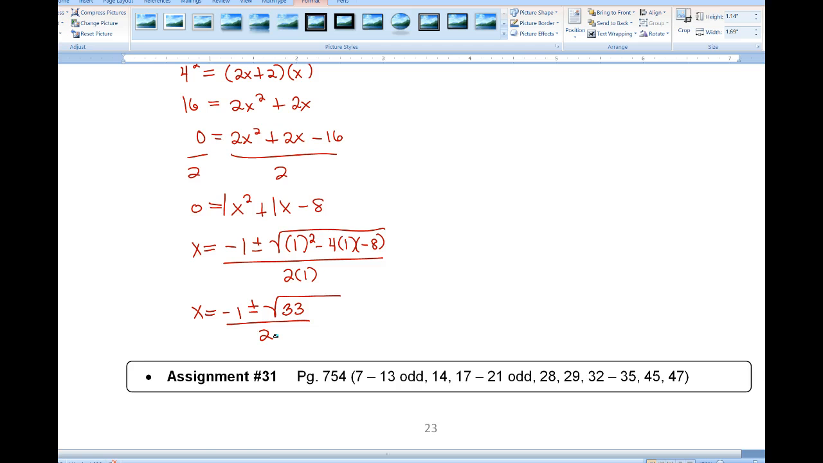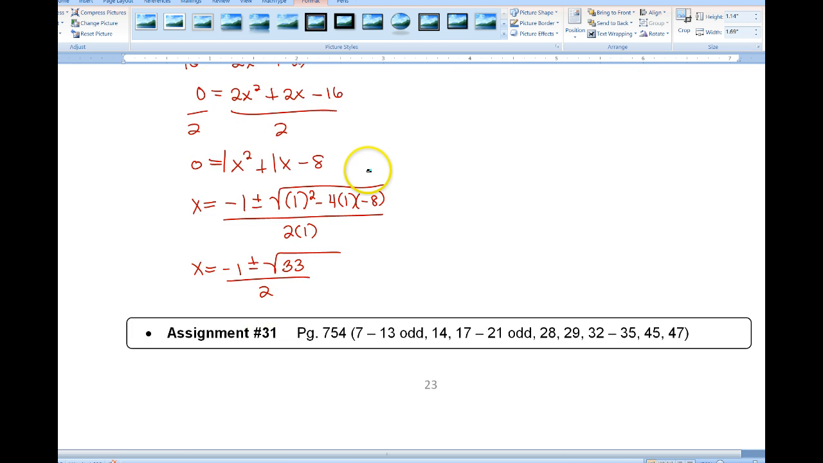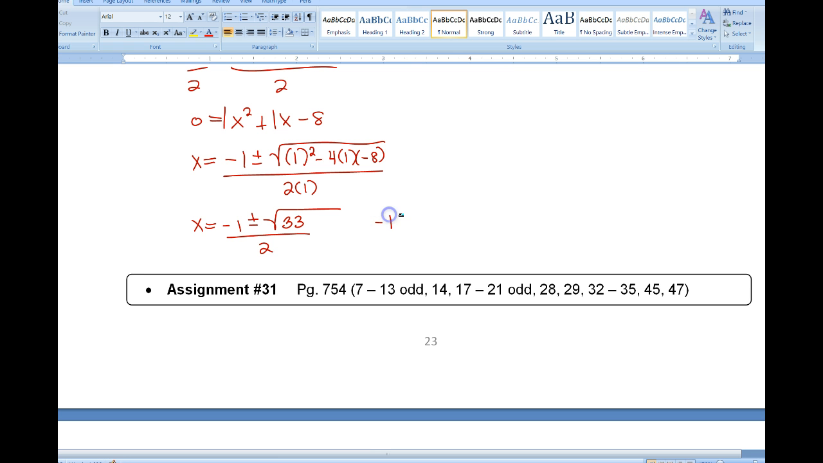No, you have to add. Because if we look back at this, if we were to plug in a negative number, this can't be negative. So we take away the negative part, it's really negative 1 plus the square root of 33 all over 2. If you want to change it to a decimal, that's fine, but you can also leave it.